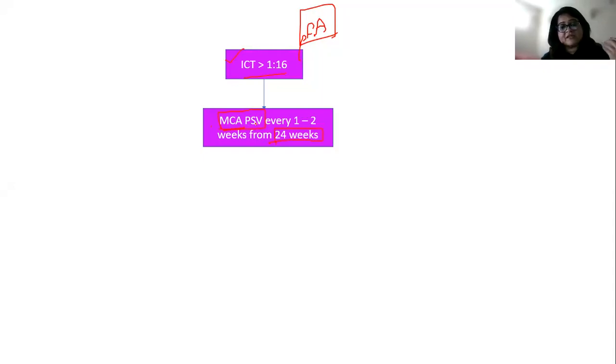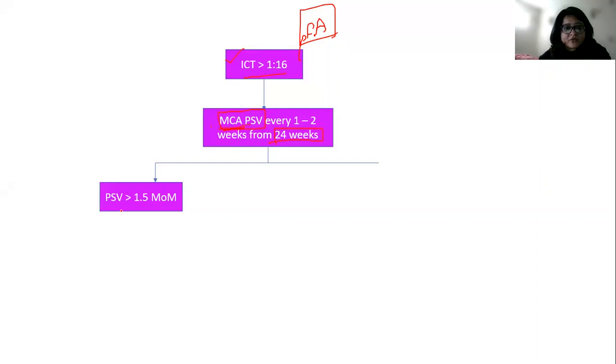What was done earlier, 20-30 years back? MCA Doppler was not easily available. Ultrasounds came only in the 80s, and Dopplers came much later. So Lilly's curve or Lilly's graph amniocentesis was done, where bilirubin levels were determined in the amniotic fluid. But nowadays we do an MCA PSV.